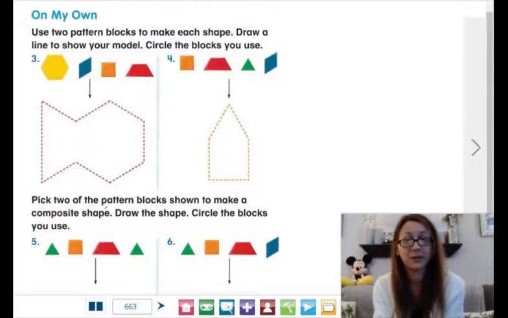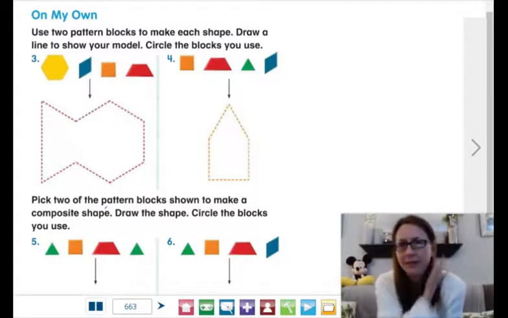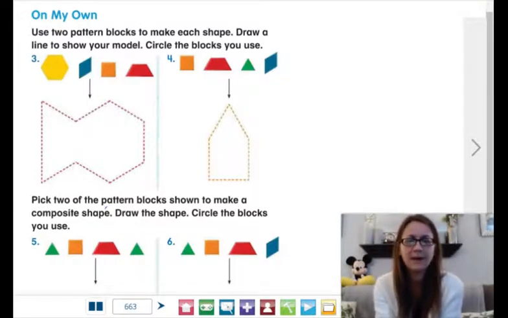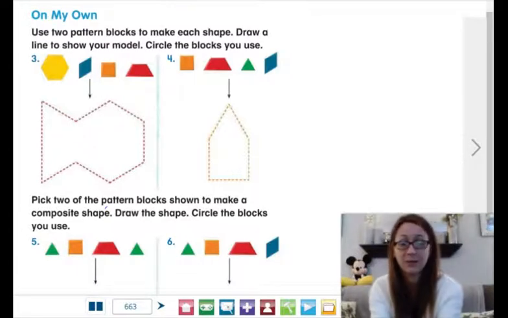All right, now it's your turn. Let's go over the directions together first. So let's look at number 3 and number 4. You need to use 2 pattern blocks to make each shape. Draw a line to show your model and circle the blocks you use. Remember, since we're at home, we don't have these pattern blocks to use at home, but all you need to do is draw in lines for your examples.